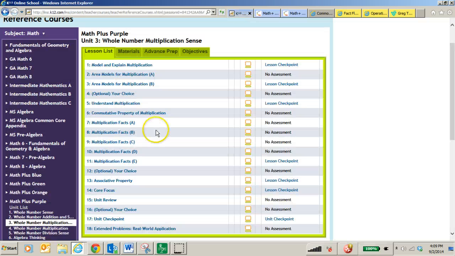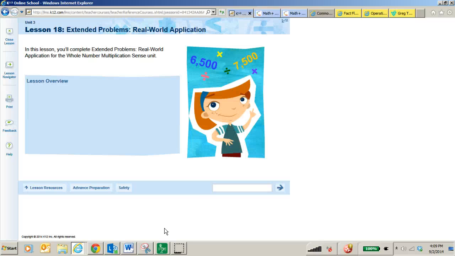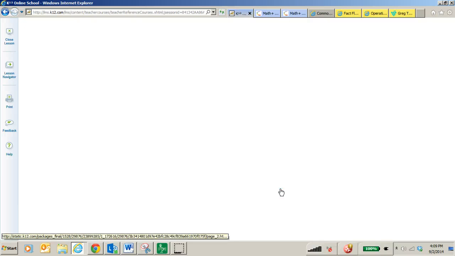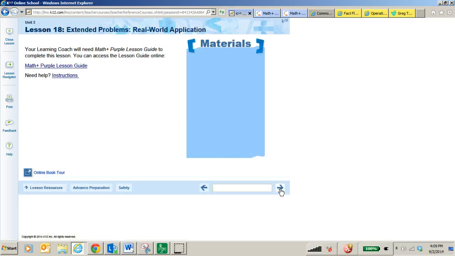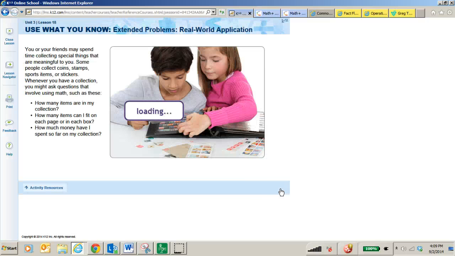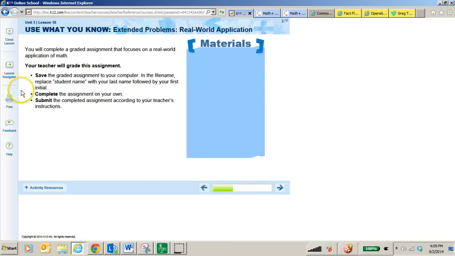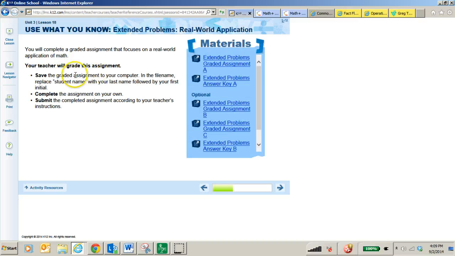When we go back and we see this extended problems real world application, you'll notice that this lesson has been skipped by your homeroom teacher for you. And the reason that it is skipped is because this lesson is one that will be a portfolio grade, a math portfolio grade. So you will be submitting your results or answers to your teacher. And as you scroll through this lesson, you will see that the directions are a little bit different, and it says your teacher will grade this assignment. Save the graded assignment to your computer.